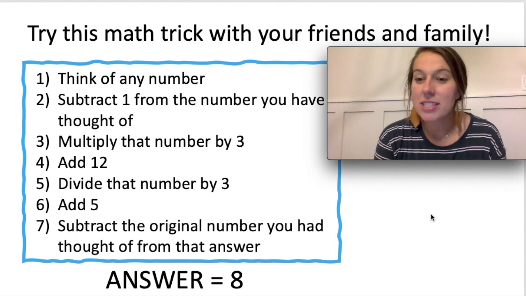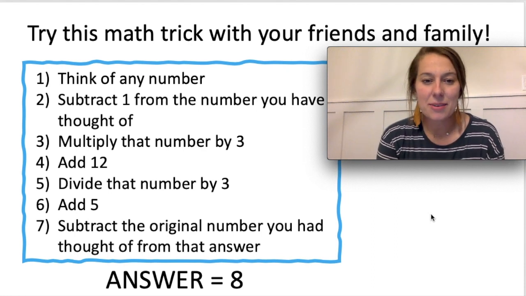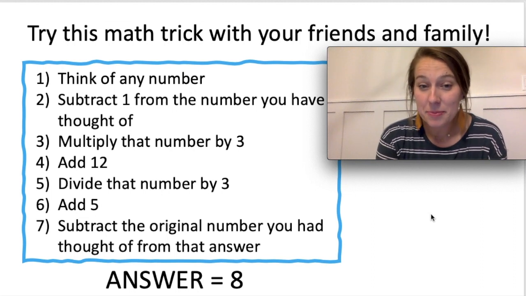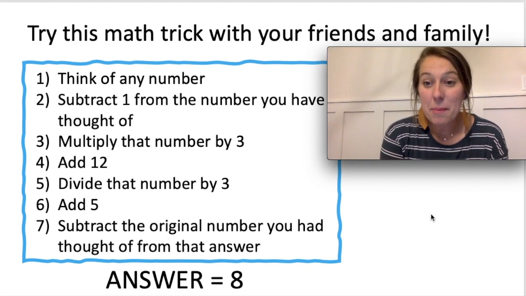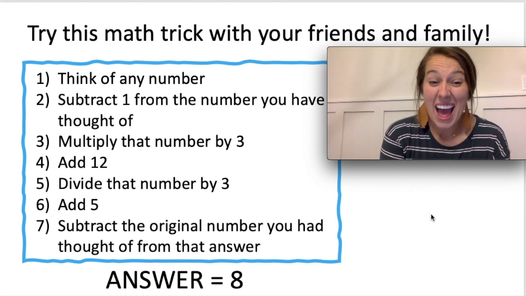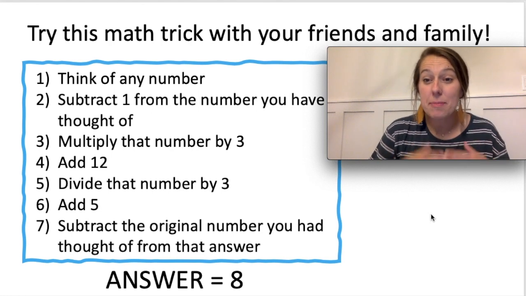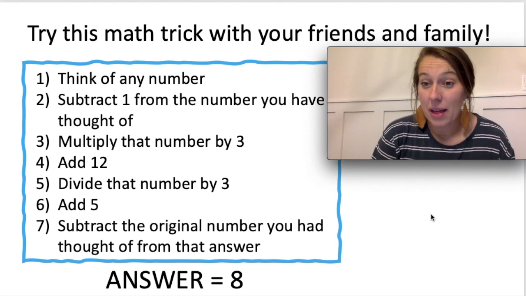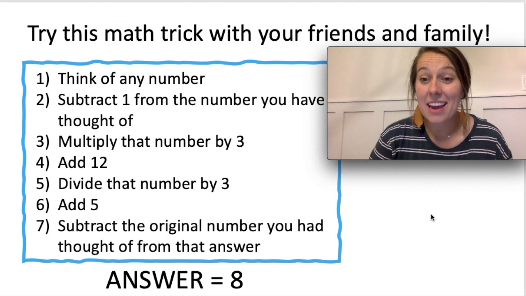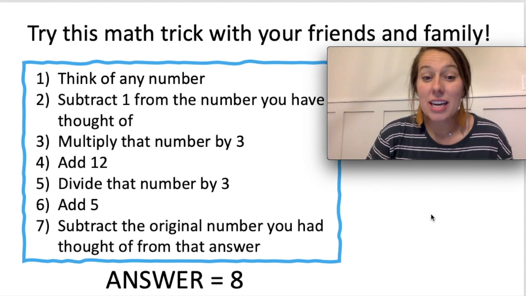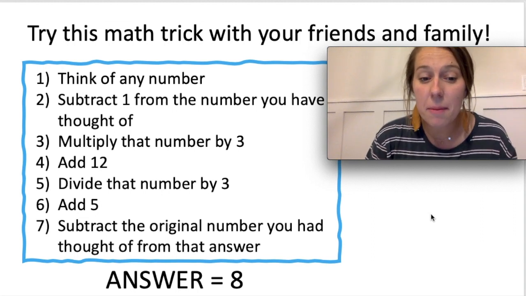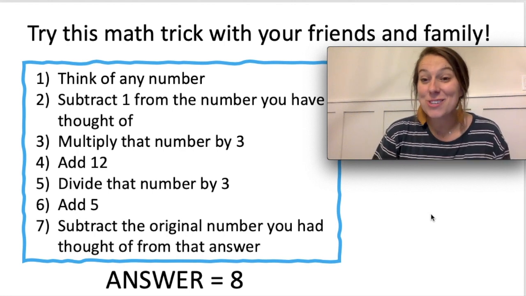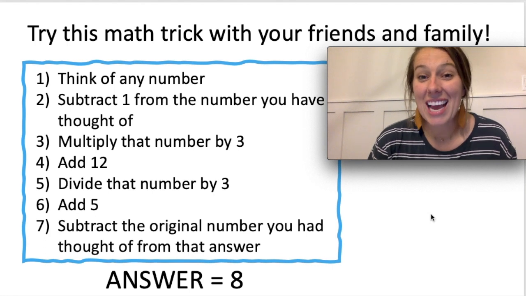You're first going to think of any number. Subtract 1 from that number. Then multiply it by 3. Add 12. So you're keeping a running total. Then divide that number by 3. Add 5. And then subtract the original number you thought of from that answer. You should get a final answer of 8.